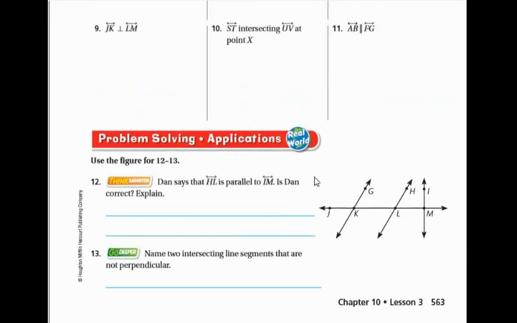Here we have the problem solving part. You will use this figure to solve 12 and 13. The answer is that line HL is parallel to line IM. Is that correct, yes or no? Then explain your answer. Let's see HL. Where is line HL? This is line HL, and this is line IM. They seem to be parallel to each other.